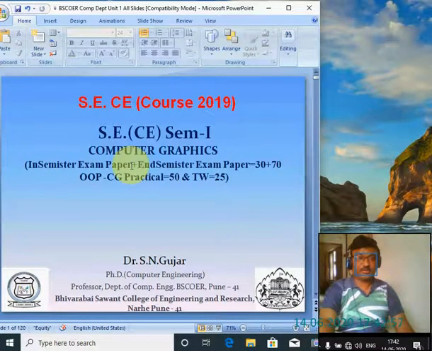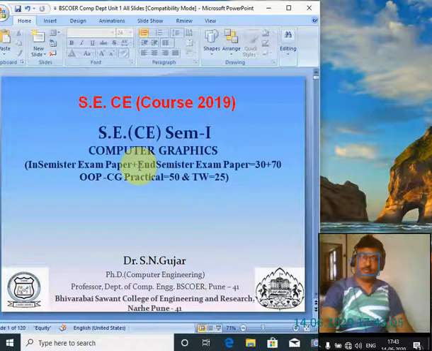For the in-semester examination, the paper is for 30 marks, on unit numbers 1, 2 and 3. And the end semester examination covers units 4, 5, 6 and some parts of units 1, 2 and 3. So these are all the structures.